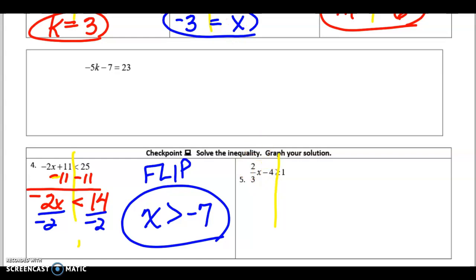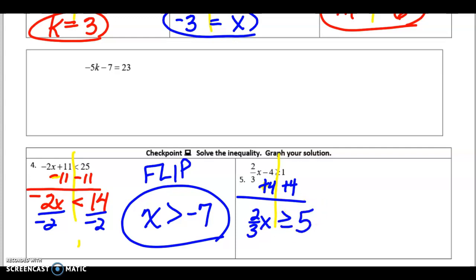And here we're going to add 4. We always add or subtract first. Is 2/3 x greater than or equal to 5.